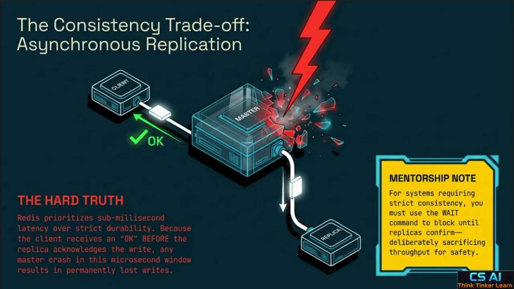Here is the hard truth about consistency. Redis prioritizes sub-millisecond latency over strict durability. Because the master returns OK before the replica acknowledges the write, any master crash in that tiny window results in lost data. If your system requires strict consistency, you must use the WAIT command to block until replicas confirm, deliberately sacrificing throughput for safety.